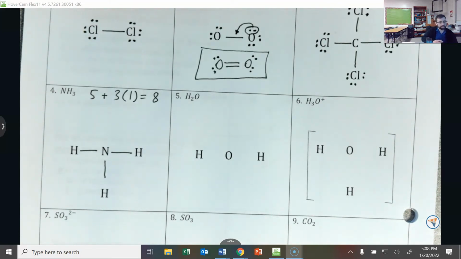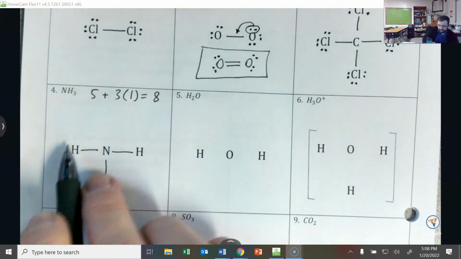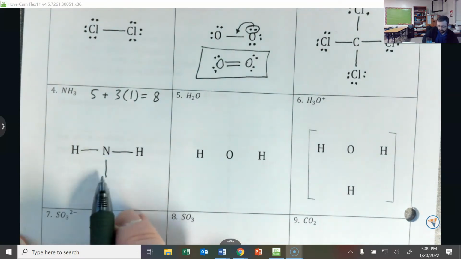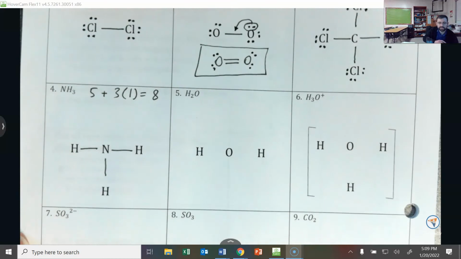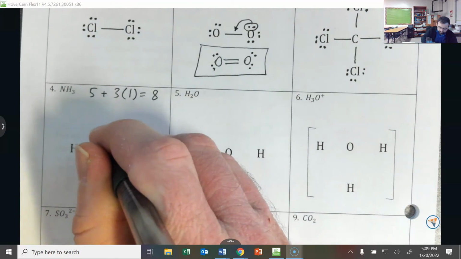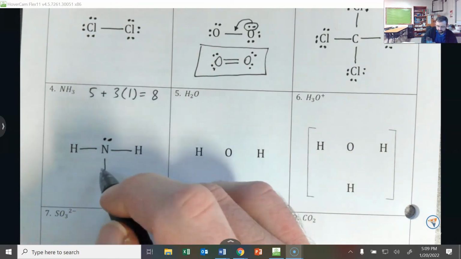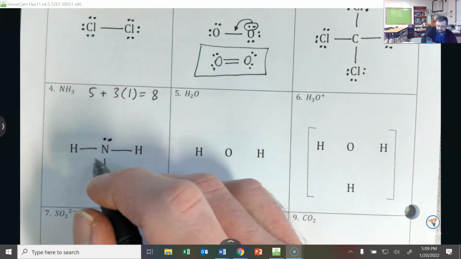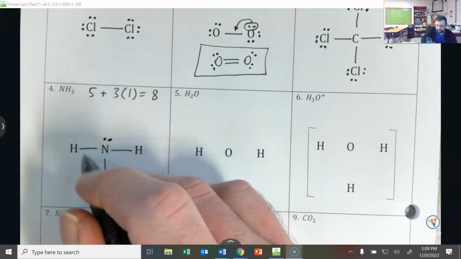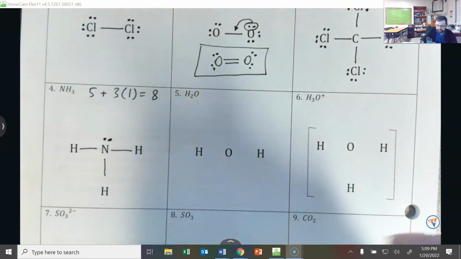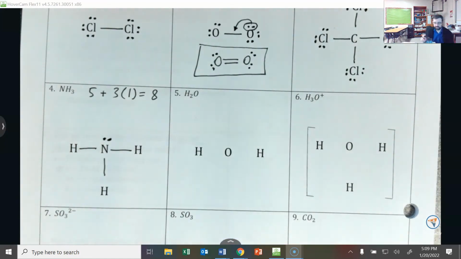So I start by looking at the outsiders. Since they are hydrogen, they only want 2. This one has 2, this one has 2, that one has 2. They're all happy. So we move on to the middle. Okay, leftovers go on the middle after we've taken care of the outsiders. The last 2 go there. So to get to 8, we have 2, 4, 6, 8. And that's exactly how many nitrogen wants around it. We already said hydrogen is happy because it has 2 valence electrons each.